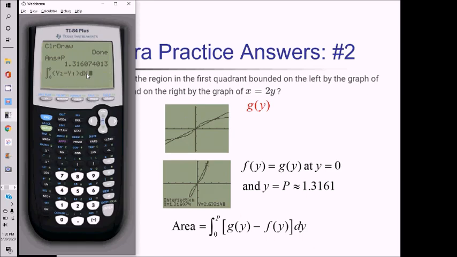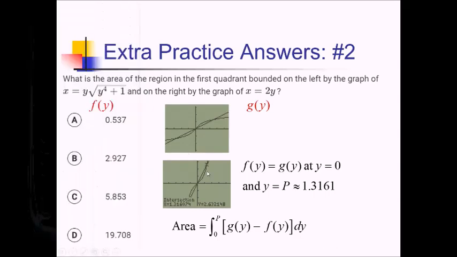So as long as I use the same variable here that I was using in these functions, it's just like having y's everywhere. Your calculator doesn't care if it's x's everywhere or y's everywhere. It's just a dummy variable. Your calculator treats it the same. So pressing enter, we come up with about 0.537, which gives me answer choice A.